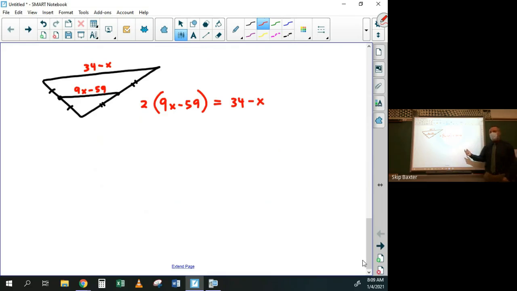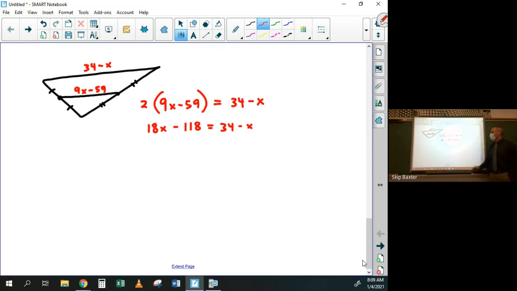Another thing you could do is say this segment, 9x minus 59, equals half of 34 minus x, but then you have fractions involved, and I think the algebra is a little harder with fractions, so this is an easier way to handle the same situation. So this just needs to be distributed: 18x minus 2 times 59 is 118, equals 34 minus x.